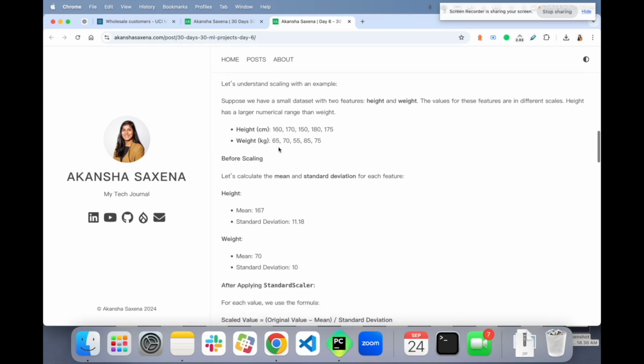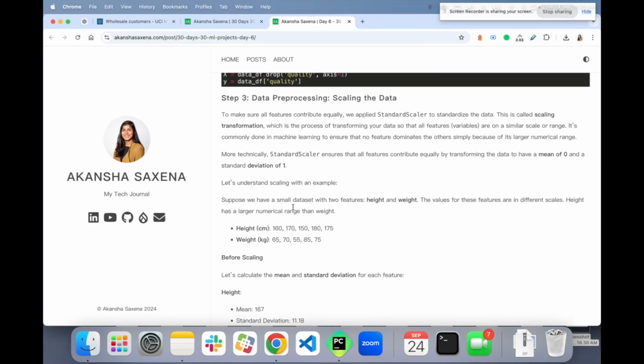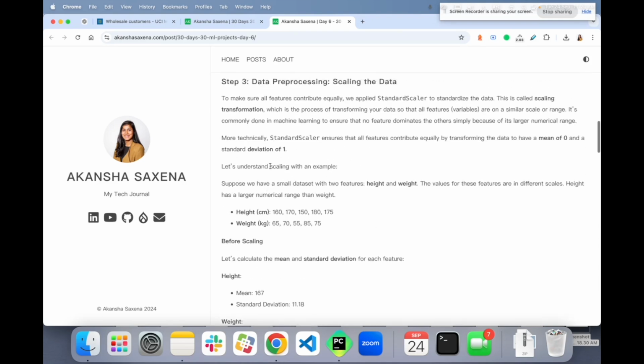But to give you an overview, scaling is the process where we try to normalize all features so that no one feature dominates the other simply because it has a large numerical range. Now, what is a numerical range? Consider I have two features, height and weight. Height's minimum is 150 and maximum is 180, so the range is 150 to 180. For weight, the minimum is 55 and the maximum is 85, so 55 to 85. So it should not happen that height dominates the weight feature when we are training the model.